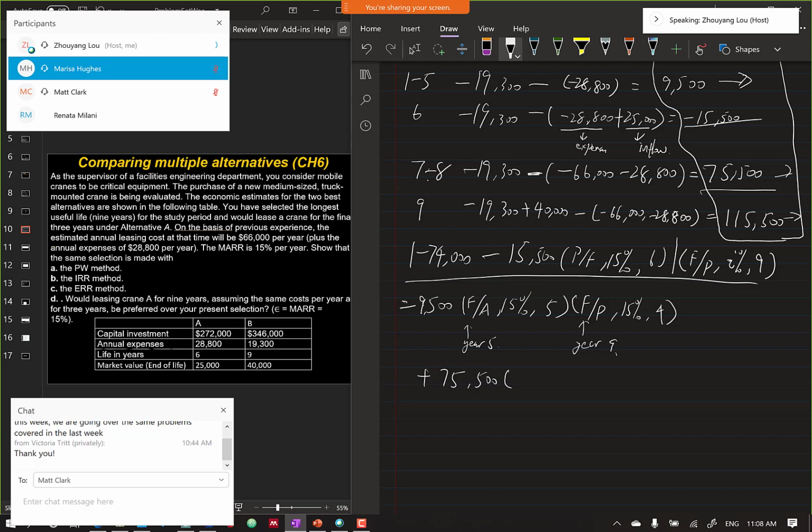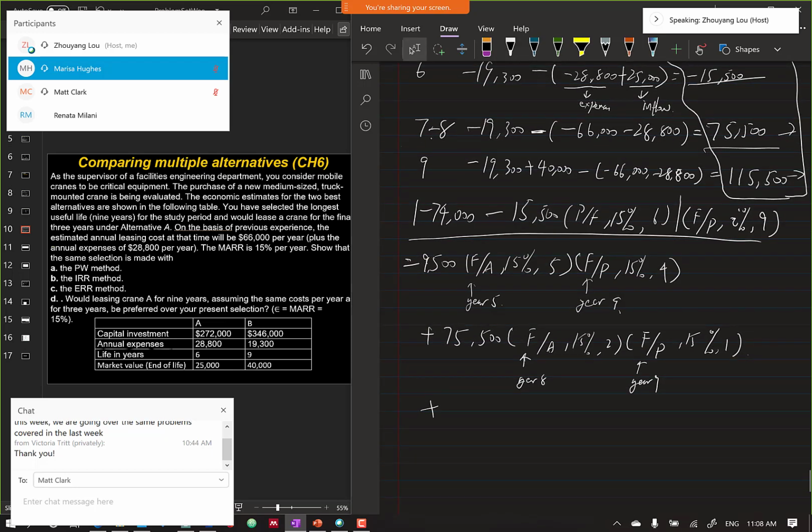the same thing. So we need to calculate the future worth given annuity 7A, that's 2 years, and bring that forward. So that's at year 8, and we bring to the year 9, so 50%, extra 1 year. And the last piece will be just the guy here, since that's already at year 9.